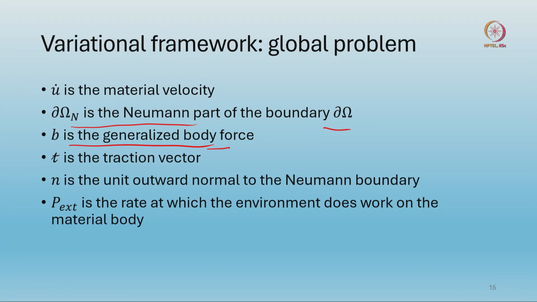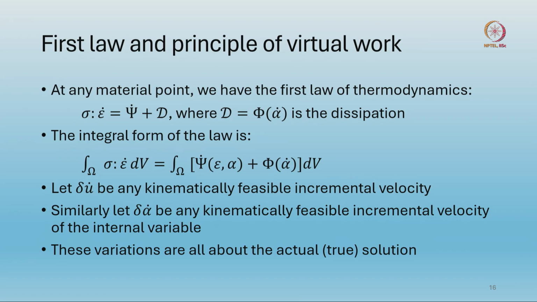Okay. t is the traction vector. By the way, n is the unit outward normal to the Neumann boundary, okay, and P_ext is the rate at which the environment is expending power on the material body. Okay. Now, let us come to the solution.